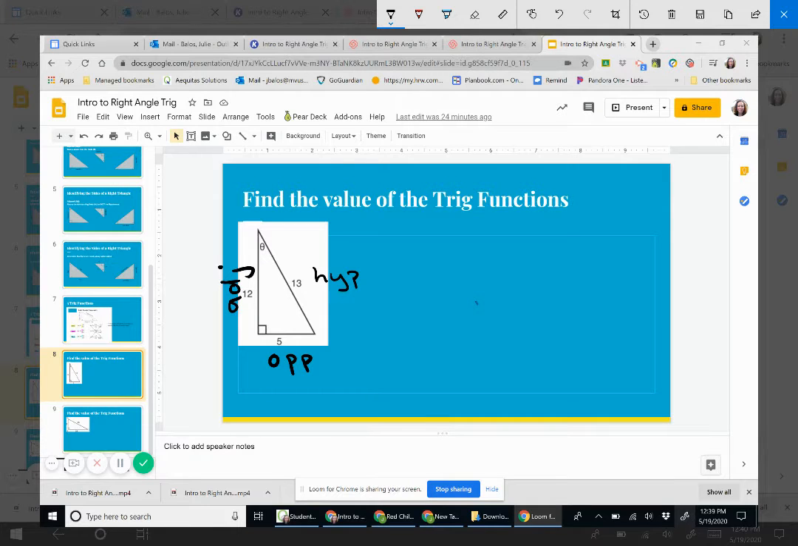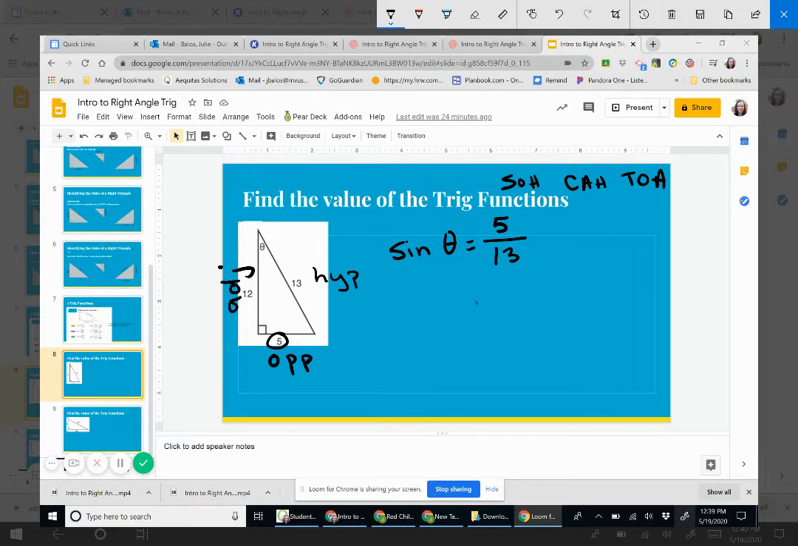So now let's find sine. Sine of theta. Remember, you have to say which angle you're finding sine of. We're finding sine of theta. So, SOH CAH TOA. Sine is opposite over hypotenuse. The opposite side measures 5 units. So 5 goes on top. Opposite over hypotenuse. The hypotenuse is 13. So sine is 5 over 13.